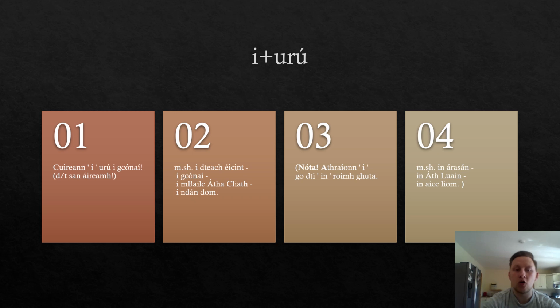So i plus Urú. Up here in the big box here, i plus Urú. Really, really important that we're not going to mix this up anymore. Okay, so i plus Urú. I can't emphasize this enough. So I teach in a place called Bridgetown, tá mé ag múineadh i mBaile an Droichid. The M goes before the B. It's i plus Urú.